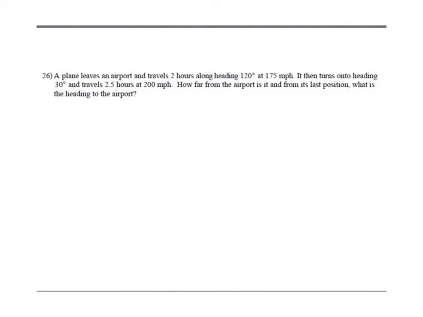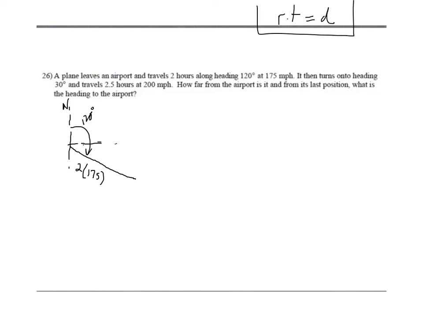So let's look here. Here's north, and I want 120. It goes this way, so I'm going to go in this direction. This is 120. And I'm going to go along a heading of 120 for 2 hours at 175 miles per hour. Once again, we're using rate times time equals distance. If you're given a rate and a time, you know how far you're going to go. So it goes to here.